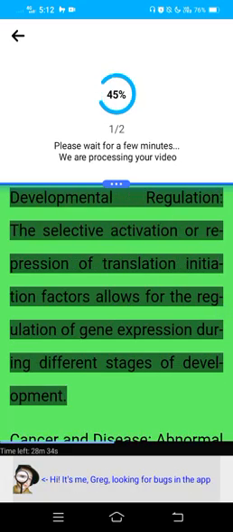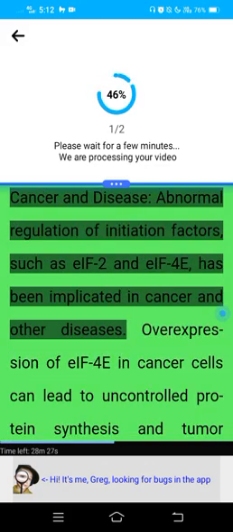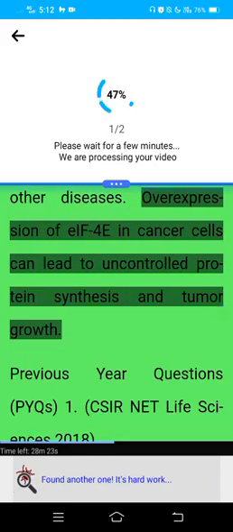Developmental regulation. The selective activation or repression of translation initiation factors allows for the regulation of gene expression during different stages of development. Cancer and disease. Abnormal regulation of initiation factors, such as EIF2 and EIF4E, has been implicated in cancer and other diseases. Overexpression of EIF4E in cancer cells can lead to uncontrolled protein synthesis and tumor growth.